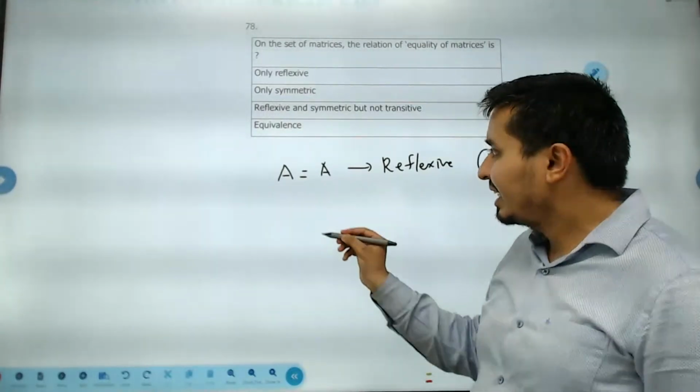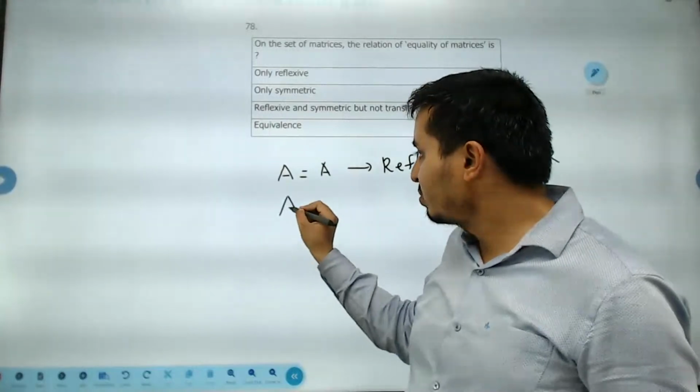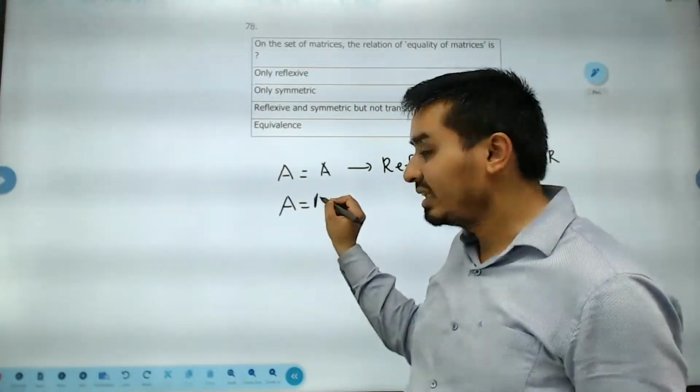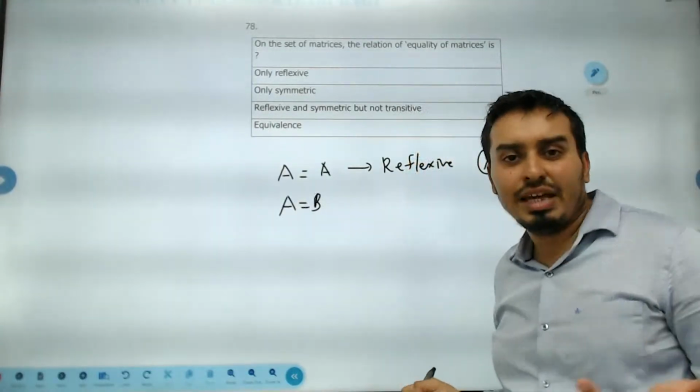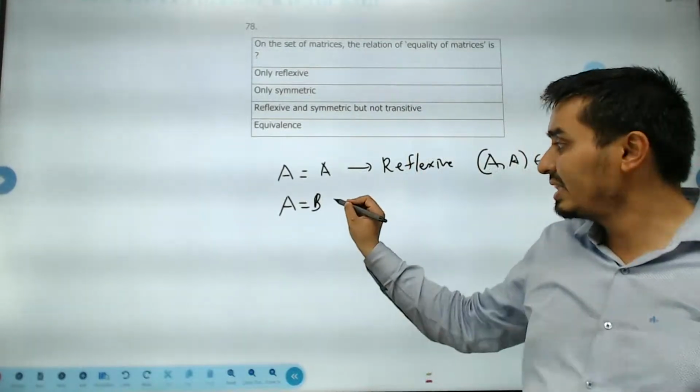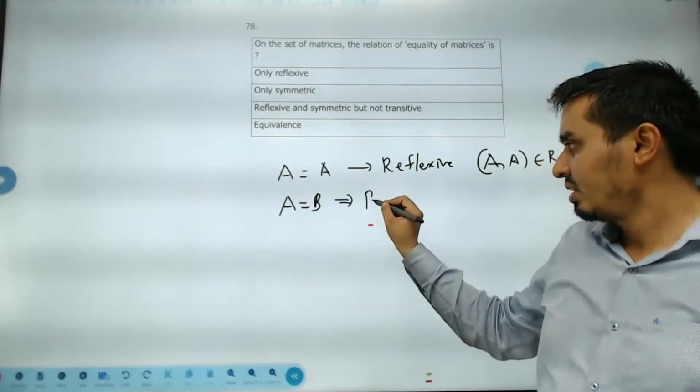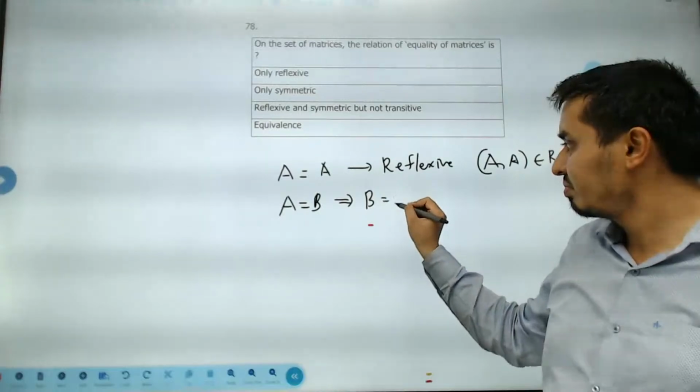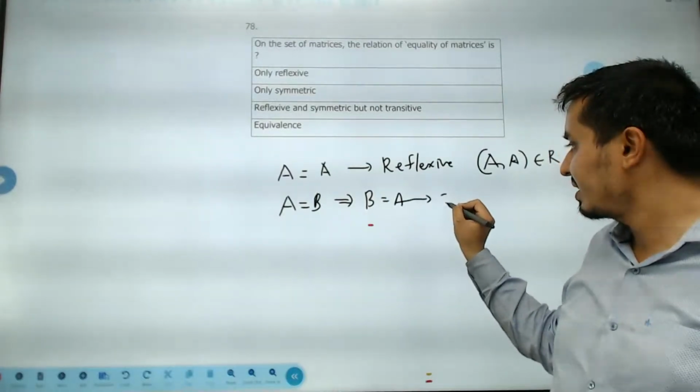Now, let's say there is a matrix that's equal to some other matrix. Matrix A is equal to B. Then will B be equal to A? If A is equal to B, that's the same as saying B is equal to A. So both mean the same thing. So it's going to be symmetric also. Yes, it is symmetric.